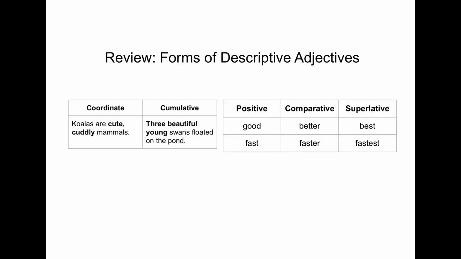And the different forms of descriptive adjectives, they might be coordinate, cute, cuddly, they might be cumulative, 3 beautiful young. They could be positive, good, comparative, better, or superlative, best, fast, faster, fastest.